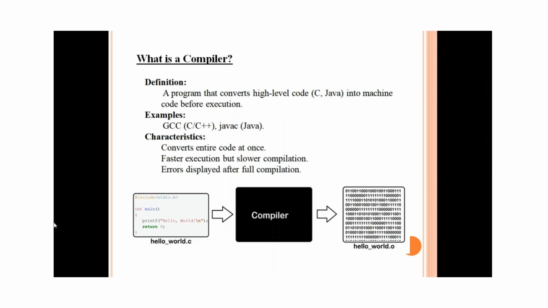Characteristics of compilers. This may vary between the interpreter and compiler. Converts the entire code at once. In a compiler, when we give a fragment of code, it completely converts the code into binary data or machine understandable code. For this, the execution speed of a compiler is very fast. But as compilation is not done line by line, it may take longer to compile. And only after the full compilation are the errors displayed, which may lead to time wastage.